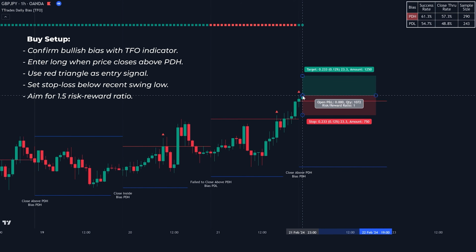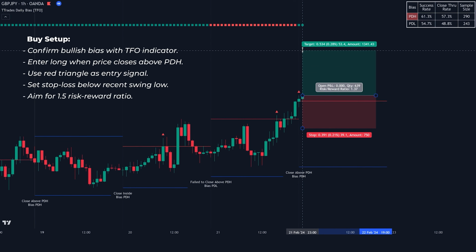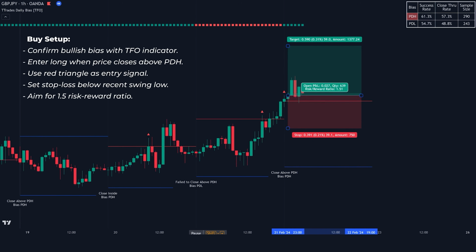For risk management, set the stop-loss order below the recent swing low to protect against potential losses. To determine the take-profit level, aim for a minimum risk-reward ratio of 1.5, adjusting the take-profit level accordingly. Here is the result.